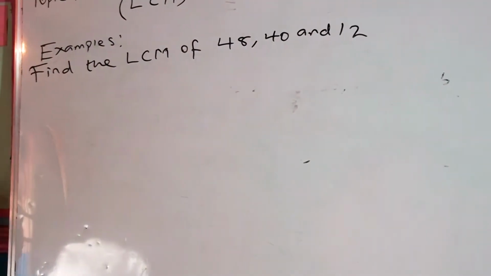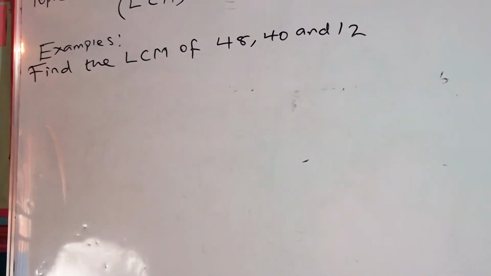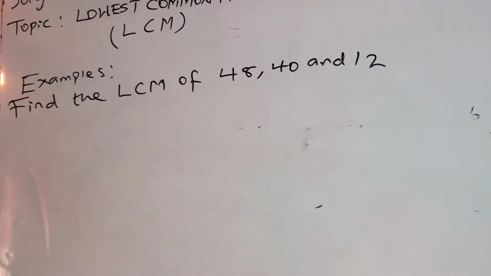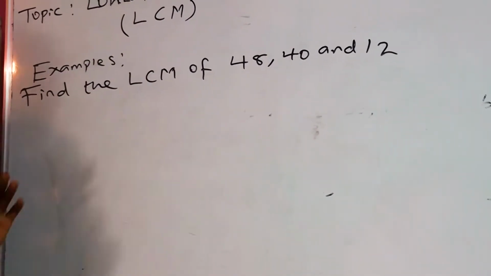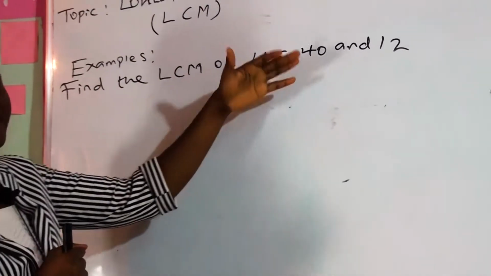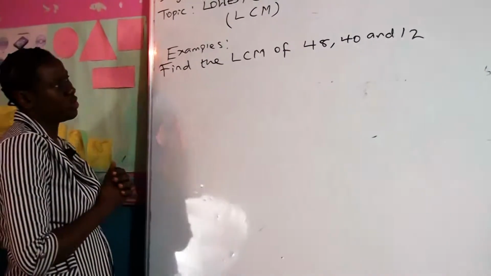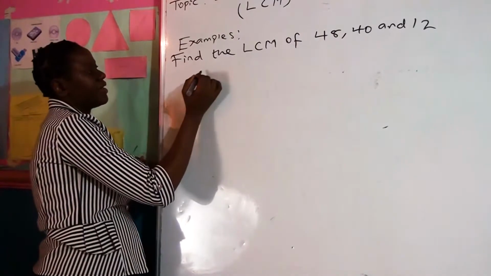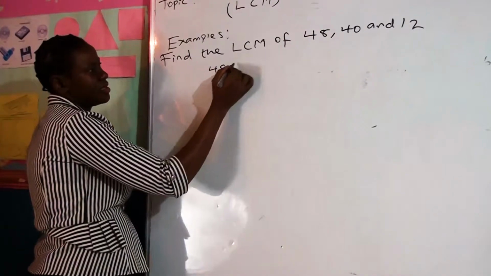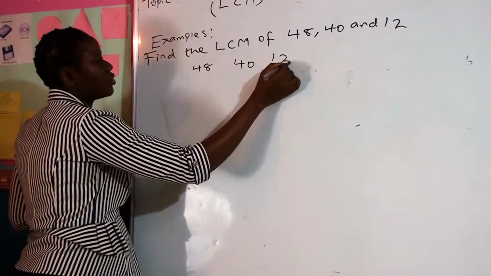We want to find the LCM of 48, 40, and 12. LCM of 48, 40, and 12. Let's use the second method.